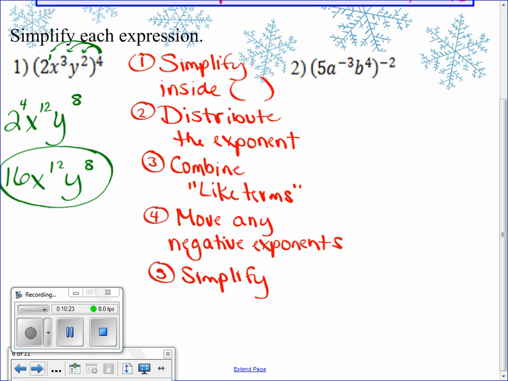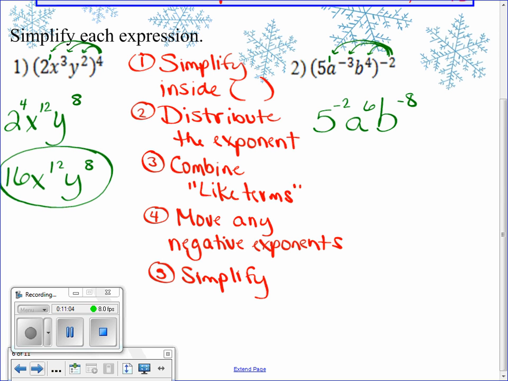All right, take a look at number 2. We'll go through our steps again. So simplify inside the parentheses. Anything go together? Nope. Okay, so step 2, distribute the exponent. Again, that 5 does have an exponent of 1 on it, so don't forget. So we'll distribute. So we get 5, 1 times negative 2 is negative 2. Distribute to the next one. So we'll have a negative 3 times negative 2 makes positive 6. And then my b, negative 2 times 4 is negative 8.